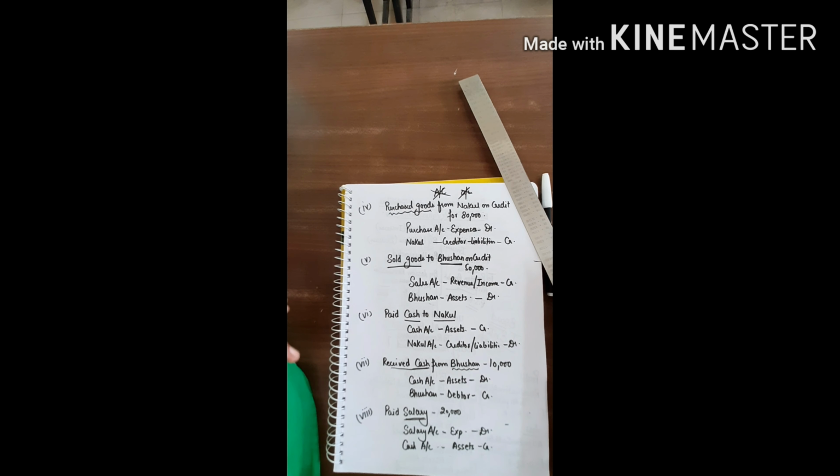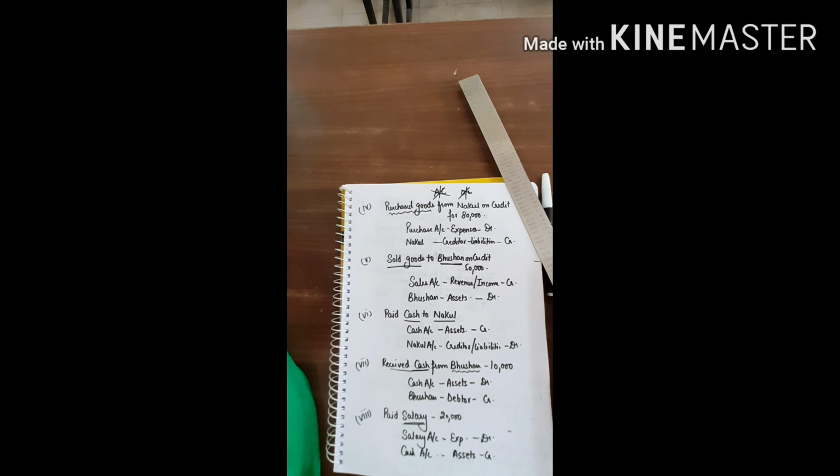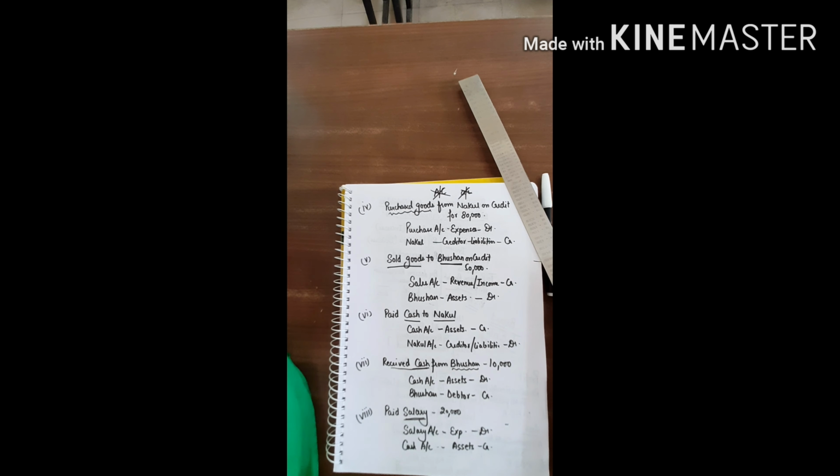Eighth, the last transaction, paid salaries of rupees 20,000. In this, two accounts are affected, the first one is your salary account and the second one is your cash account. This shows that you are paying the salary in terms of cash. आप cash के form में salary pay कर रहे हैं. So salary is your expense, always having a debit balance, and cash is your asset. ठीक है, and the asset is going outside or decreasing, that's why it will get credited.